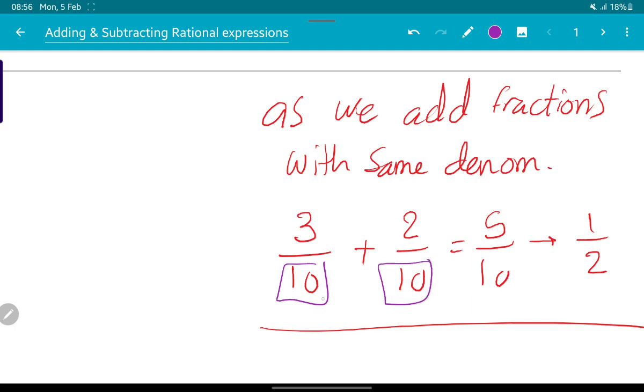When we have the same denominator, or common denominator, we put this denominator. So this is 10, this is 10, so the denominator will be 10. Then we add 3 plus 2 is 5. If you can simplify this, 5 divided by 10, when we divide by 5 up and down, this will give us 1 over 2.